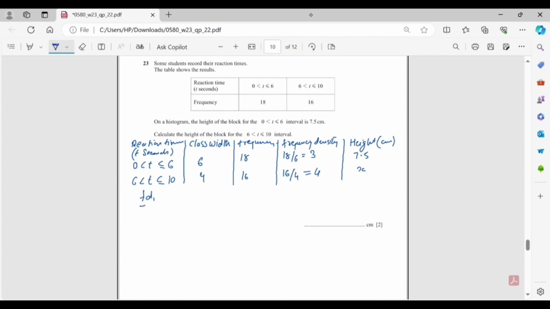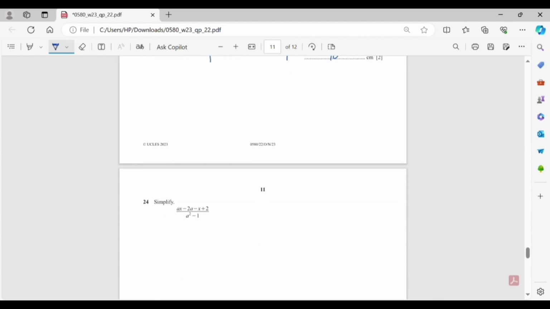Now, frequency density of 1 over frequency density of 2 will be equal to height of 1 over height of 2. Now, this is 3 by 4 equal to 7.5 by x. So x will be equal to 7.5 into 4 by 3. Then cut this, this is 2.5. So x will be equal to 10. Our answer is 10 centimeters. Right? Next, question number 24.